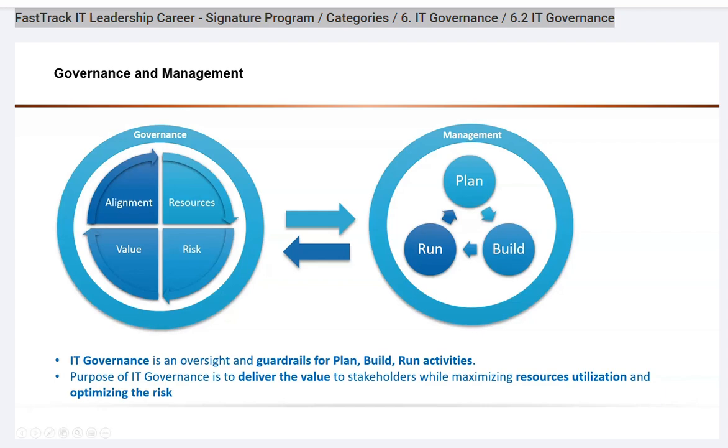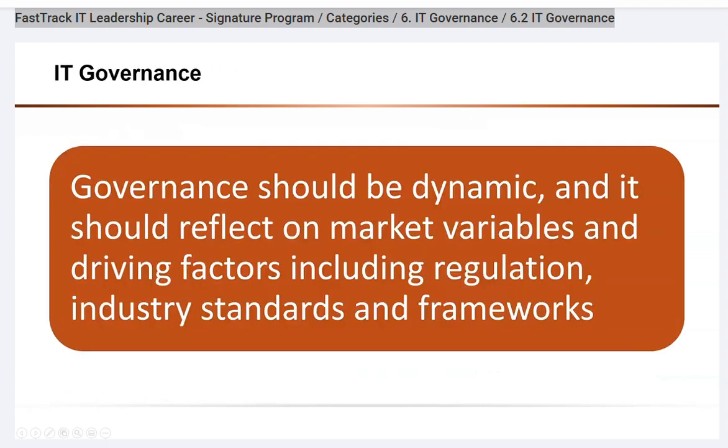So the important point in this section is alignment. There can be multiple stakeholders. We will look into more, but alignment is a critical aspect. So to conclude this video, governance should be dynamic and it should reflect market variables and driving factors, including regulations, industry standards, and even frameworks too.